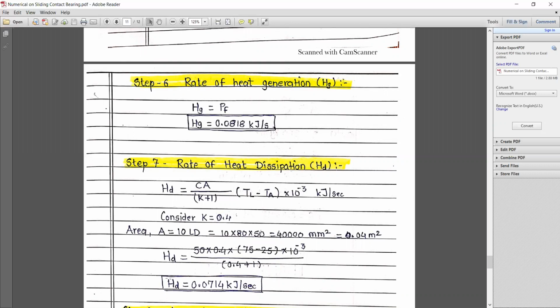Next one, the rate of heat dissipated. If heat is being generated, then it must be dissipated somewhere, so we have to calculate this also. The equation is Hd is equal to C into A divided by K plus 1, into TL minus TA, into 10 raised to minus 3 kilojoule per second. We are considering K is equal to 0.4, area that is 10 L by D.